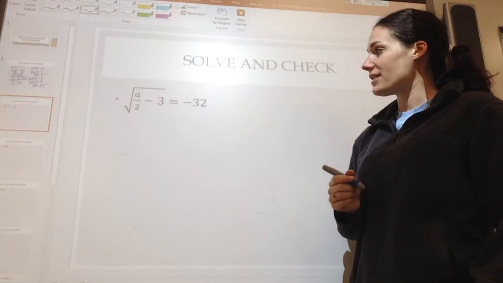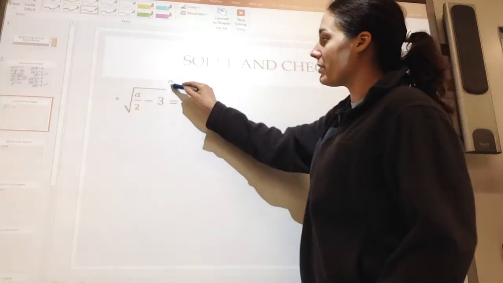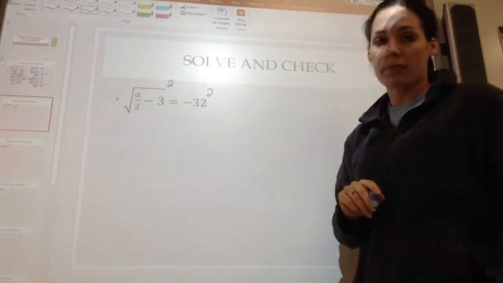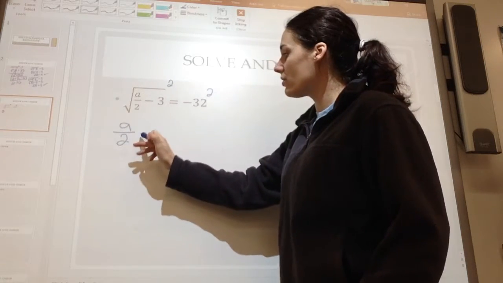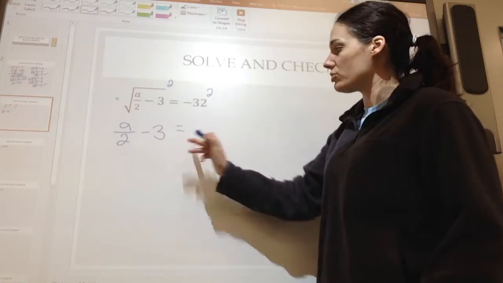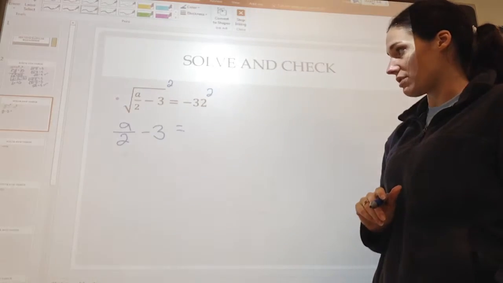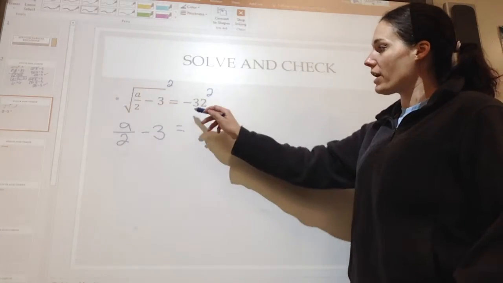The radical is isolated on the left-hand side, so we can begin by getting rid of it. We're going to square both sides. Over here, we just have what's underneath the radical. So we have a divided by 2 minus 3 equals. And then we've got to square negative 32.